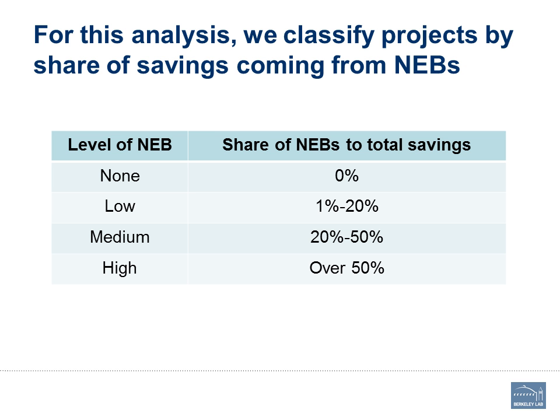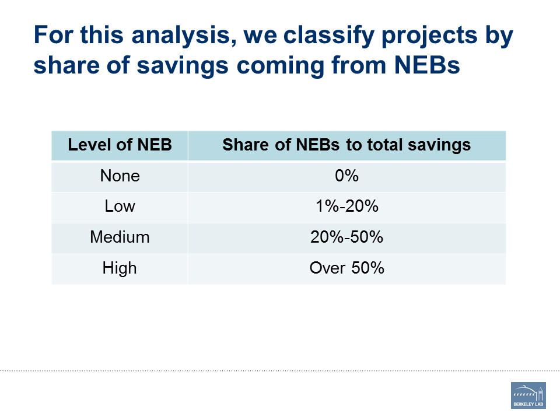For this particular analysis, we classify all the projects in the database in terms of the share of savings coming from non-energy benefits. So we define 4 categories. The none category is where projects do not use non-energy benefits, so they do not report non-energy benefits. And this distinction is important because we rely on what the ESCOs report as non-energy benefits as part of their contract. This doesn't mean that there may be non-energy benefits that are not captured in this contract, and that's part of the challenges that I will talk a little bit later on.